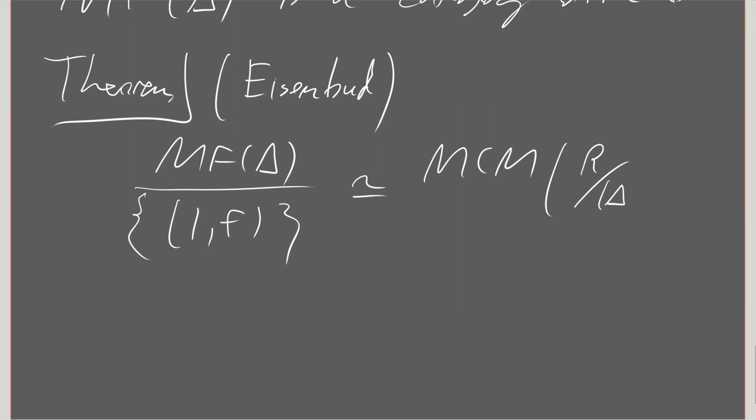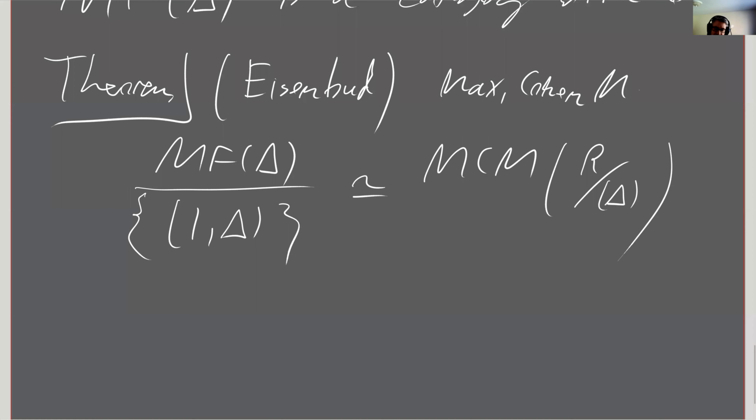Sorry, Colin, is F the same thing as delta? F is delta, yes. Thank you. Yeah, and so that's a theorem of Eisenbud. Let me maybe write the words here. Maximal Cohen-Macaulay. I guess we always write CM for Cohen-Macaulay.